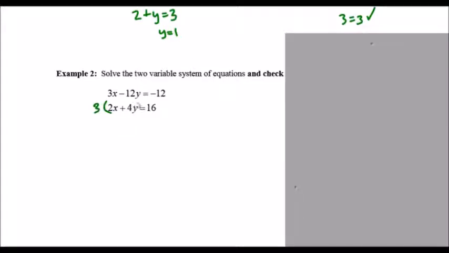That will guarantee me that the y's have negative 12 and positive 12. All right, so I'll go about it that way. Then just rewrite: we've got 3x minus 12y equals negative 12. All right, and work out. So now I've got 6x plus 12y.